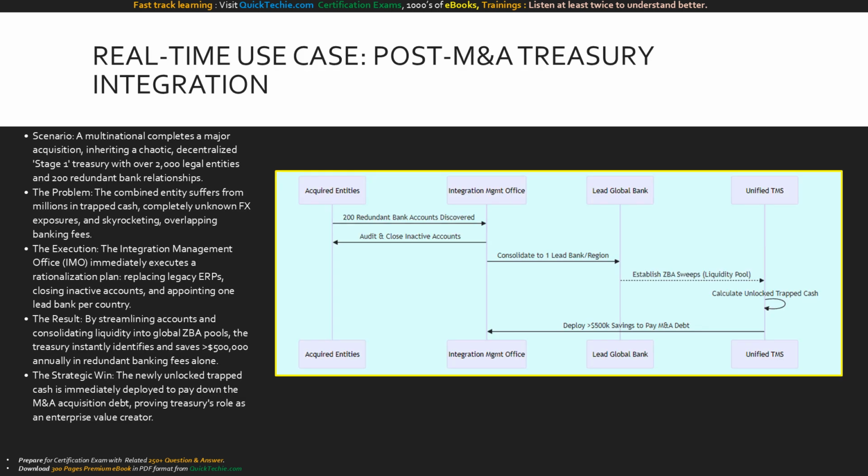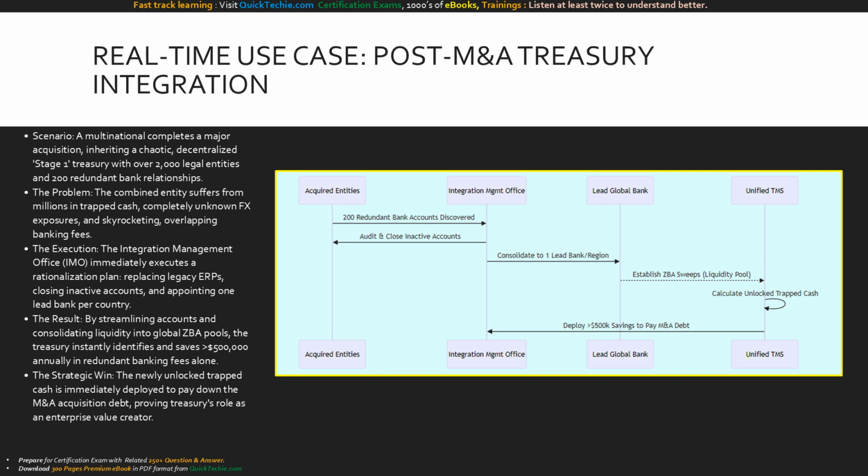Let's apply these streamlining concepts to a highly relevant, real-time use case, post-M&A treasury integration. The scenario: a multinational completes a massive acquisition. They inherit a chaotic, decentralized treasury footprint containing over 2,000 legal entities and 200 redundant banking relationships. The problem: the new combined entity is bleeding cash.